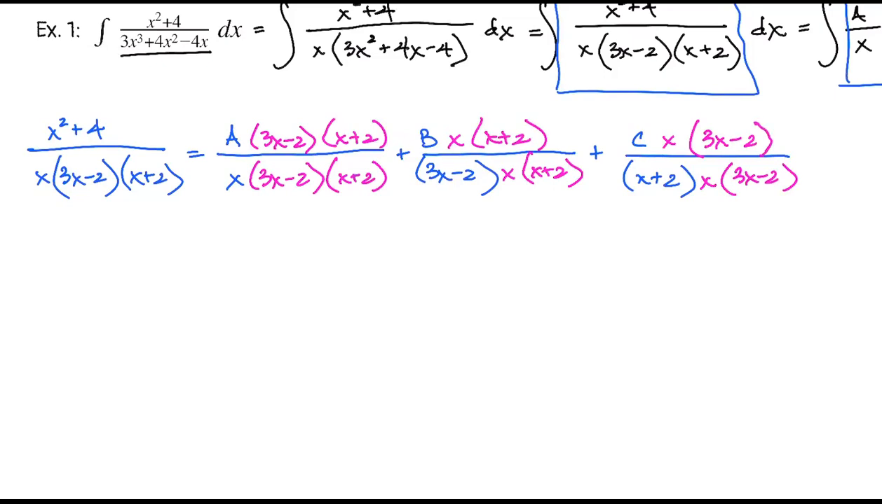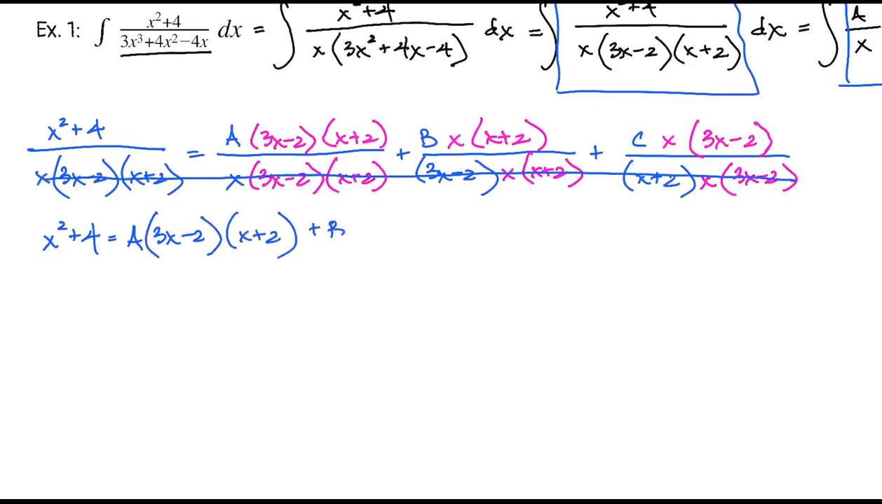Okay. Do a quick visual check. Are all of the denominators the same? And if they are, go ahead and get rid of them. Okay. Now your job is just to work with the numerators. So we've got x squared plus 4 equals a times 3x minus 2 times x plus 2, plus b times x times x plus 2, plus c times x times 3x minus 2. Okay.